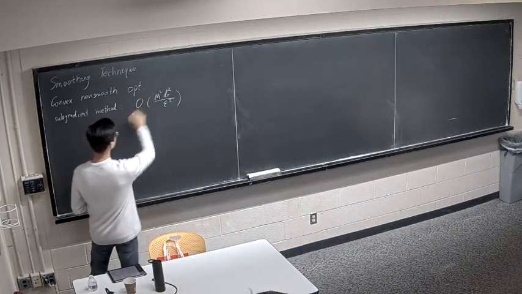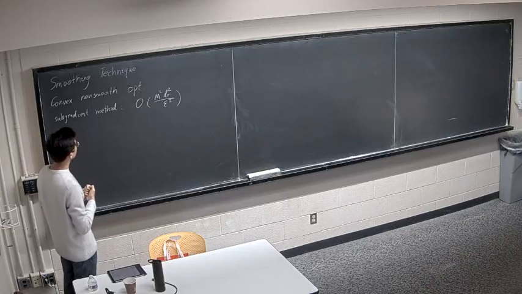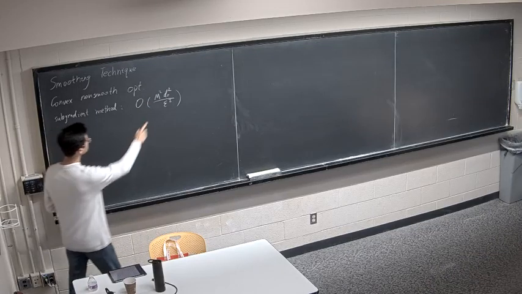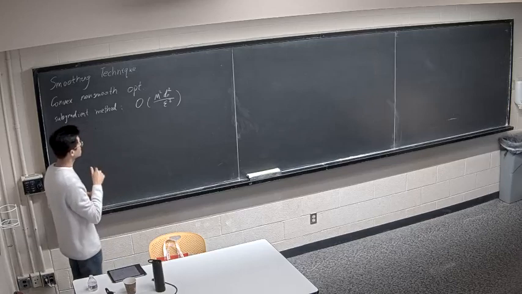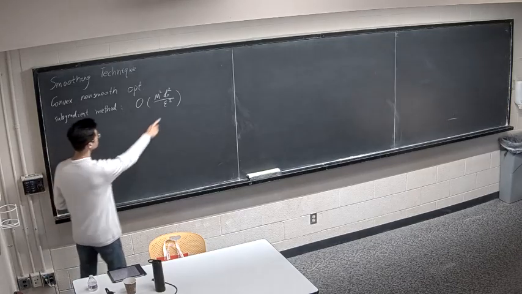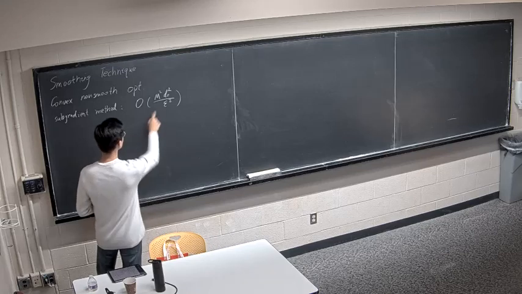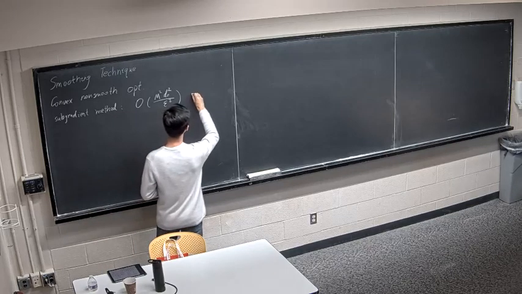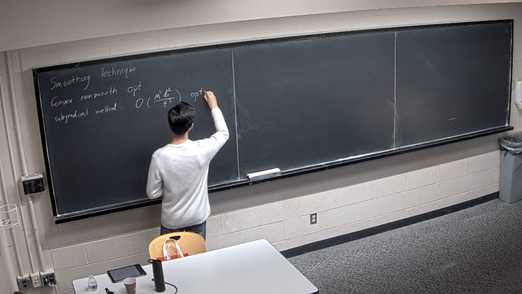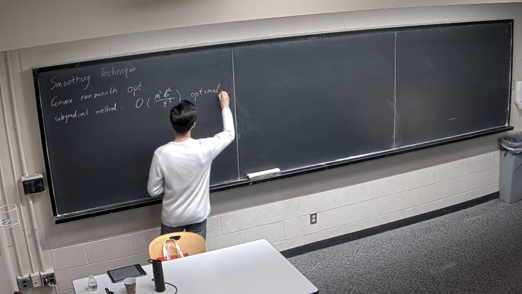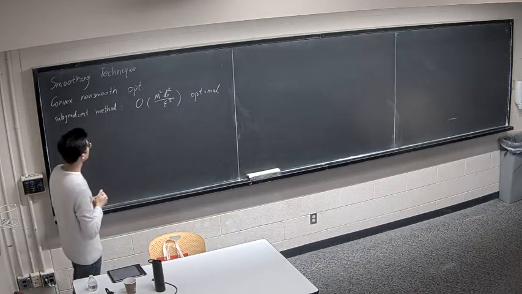M here is the Lipschitz constant, Lipschitz continuity for the function f. D0 means the distance from x0 to the solution set. Epsilon is the accuracy that we are looking for. This is also optimal because this matches the lower bound for convex non-smooth optimization.